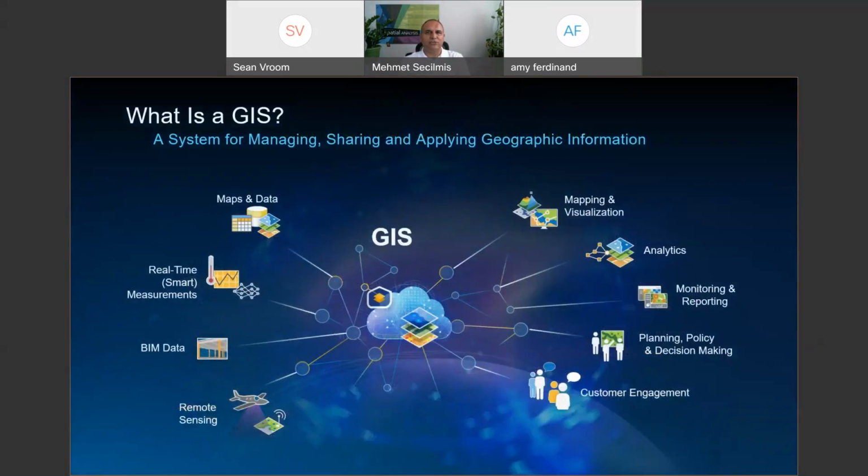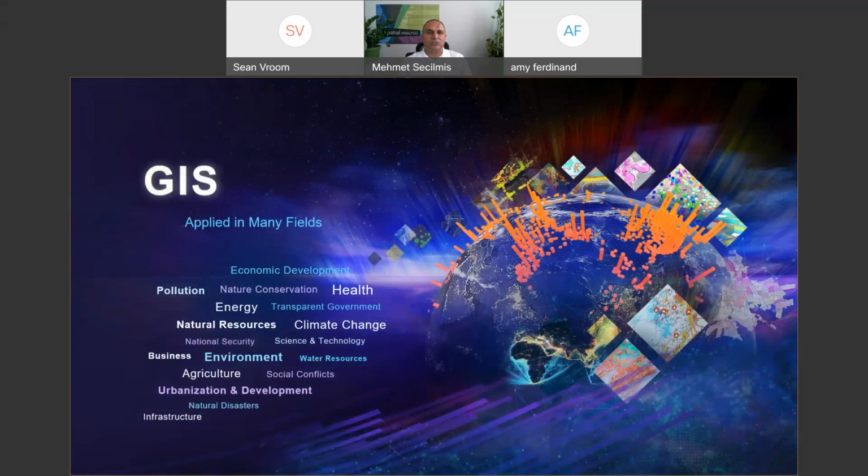From a different perspective, what is GIS? It is a system for managing, sharing, and applying geographical information. It used to be only mapping when I started using GIS, but now it includes advanced analytics, monitoring and reporting, planning and decision-making, customer engagement, and real-time measurements from sensors, BIM data, design and engineering data, remote sensing, drone imagery data, maps, and analytics. So it includes more of the technologies, and it's used everywhere in many fields, from natural resources to climate change, environmental assessments to urban development and design.